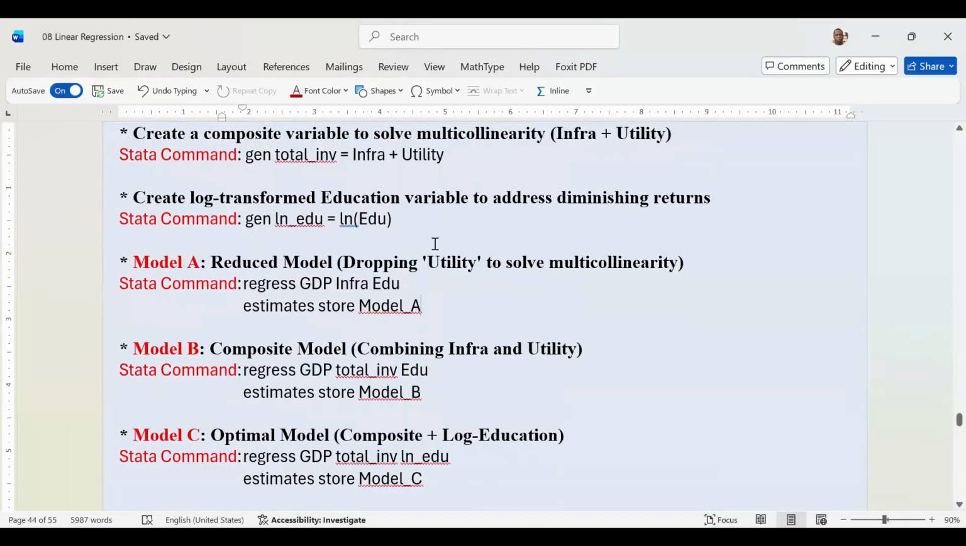Yes, sir. In model A, I drop utility and use only infrastructure to run model A. So I drop one of the highly correlated variables and use only what? Infrastructure to run. And in model B, I use the total of what? The total of infrastructure and what? Utility as one variable to run together with education.